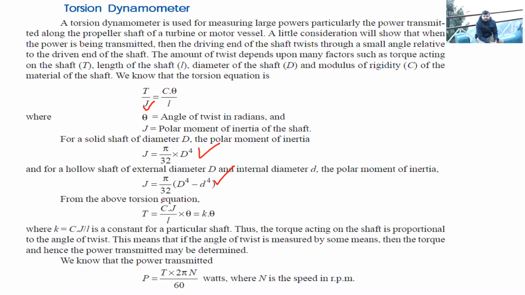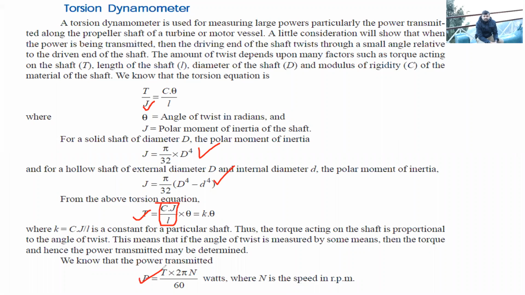Okay, so these three things are constant. That C is also constant, J is also constant, and L is also constant. The only variable is this theta, and this theta is the angle of twist. So if somehow in some shaft we are able to determine the angle of twist, then we will be able to calculate the torque transmitted by that shaft, and ultimately the power transmitted by that shaft.